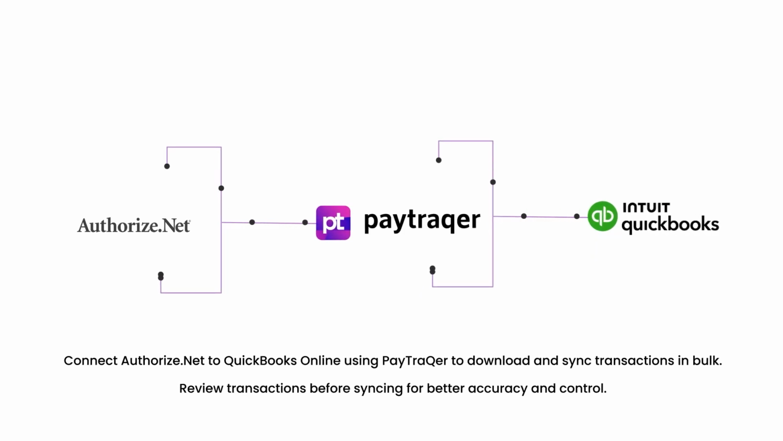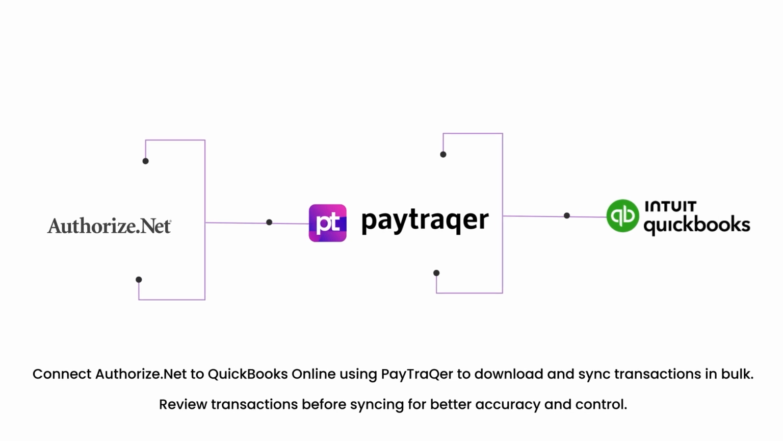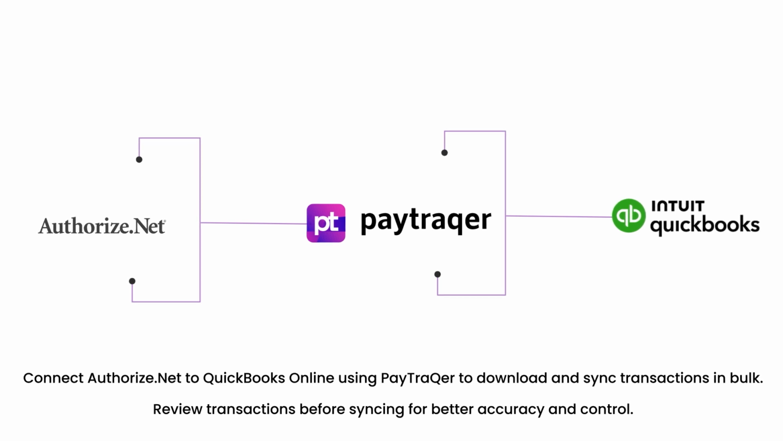That's how you connect Authorize.net to QuickBooks Online using PayTraQer, review the connection flow, save the Express settings, download recent transactions, sync them in bulk, verify the created QuickBooks records, enable auto-sync, and update the detailed sync settings for better control.